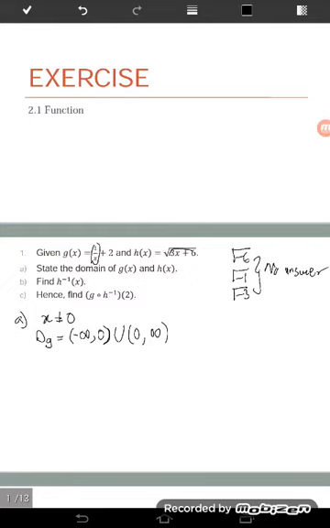Therefore for the square root function, the condition here is inside the bracket 3x plus 6 must be greater or equal to 0. So solve for this one. We have 3x greater or equal to negative 6. So x must be greater or equal to negative 6 divided by 3, which is negative 2. So domain of h is from negative 2 until infinity.